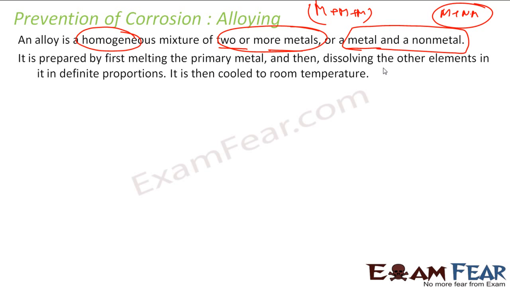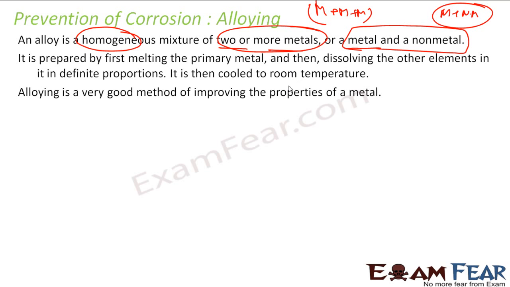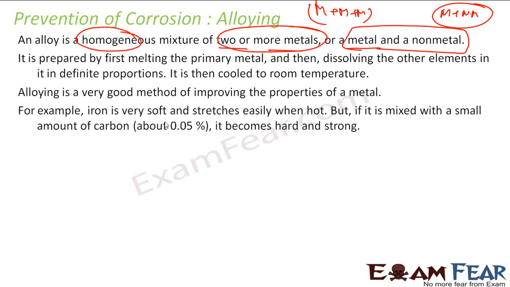For example, I'll take some examples here. Iron is very soft, right, and it stretches easily when it's hot. But when it is mixed with 0.05% of carbon, it becomes very hard and strong. And that is what we call alloying. So you take 99.95% of iron and 0.05% of carbon. You mix it in the molten state, cool it down, and this becomes very hard.